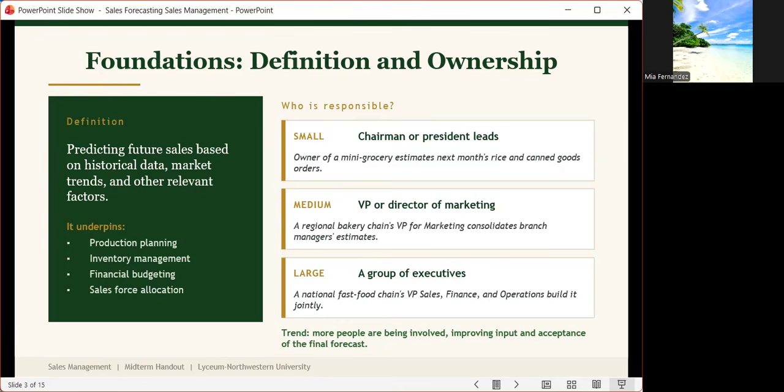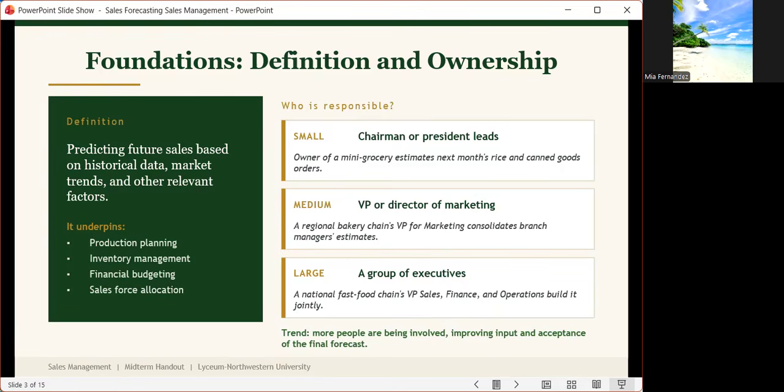So if it's already a corporation, somewhat big, let's say a nationwide company or a multinational company, a group of executives builds it. A national fast food chain's VPs for sales, finance, and operations work jointly. So take a look at this one. When it's already a large corporation, it's not only the VP for marketing or VP for sales who will do the actual forecasting. It's a collaboration between the VPs for sales, finance, and operations.